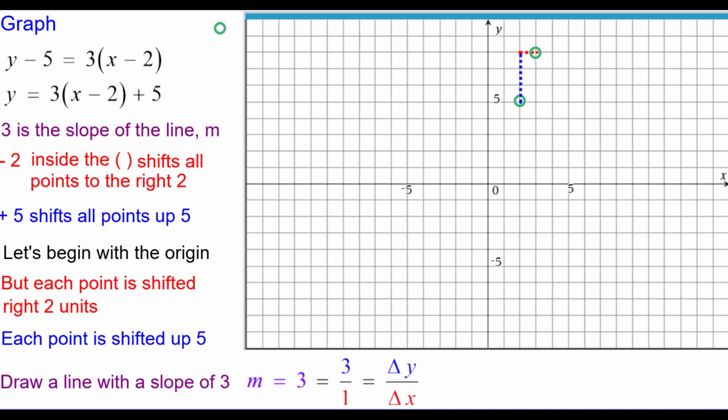So there's our point, another point. We can also think of this as negative 3 divided by negative 1, with a change of y of negative 3 or down 3, and a change of x of negative 1 or left 1, and that will be our third point. Draw the line, and this is the graph of both of those equations since they are equivalent forms of one another.